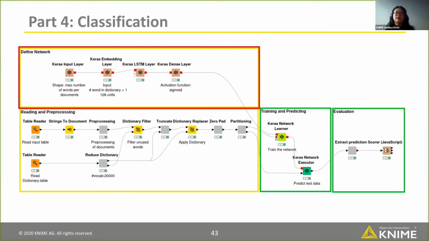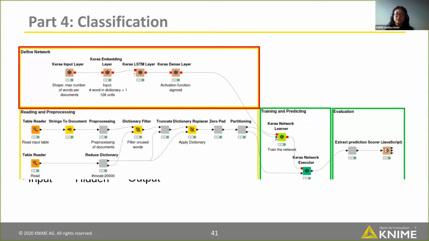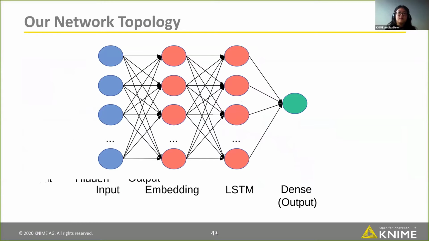Now let's get back and see the network that we want to build. We have 4 layers: the input layer, the embedding layer, the LSTM layer, and the dense layer. And this is the simplified version of our network topology.